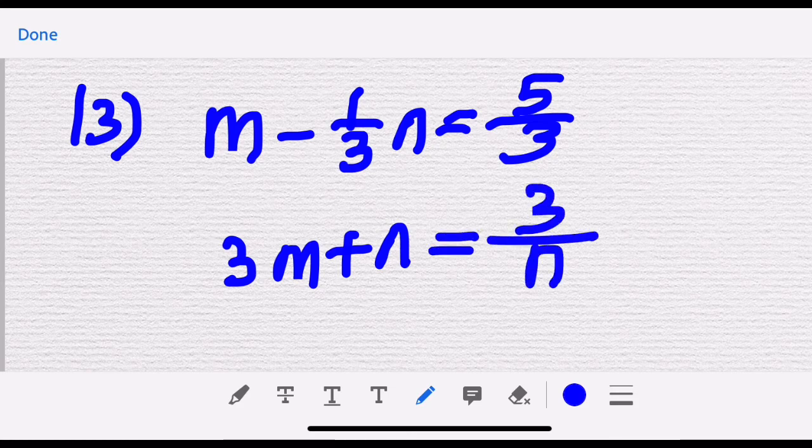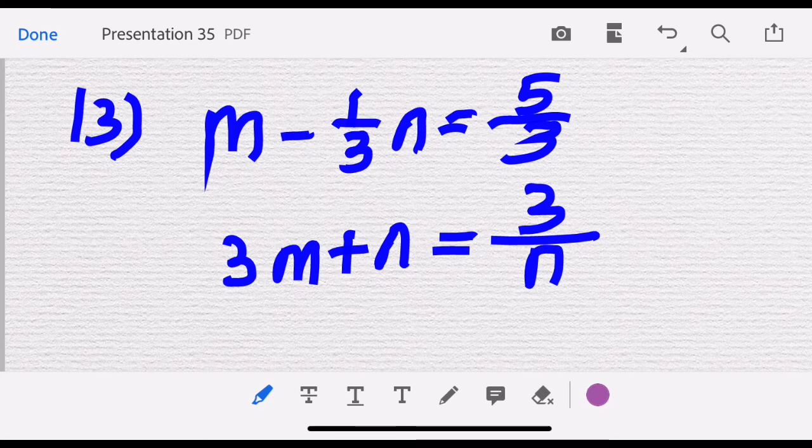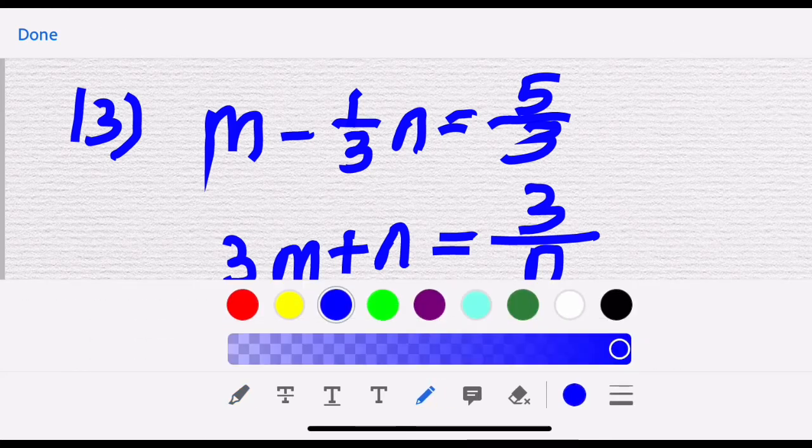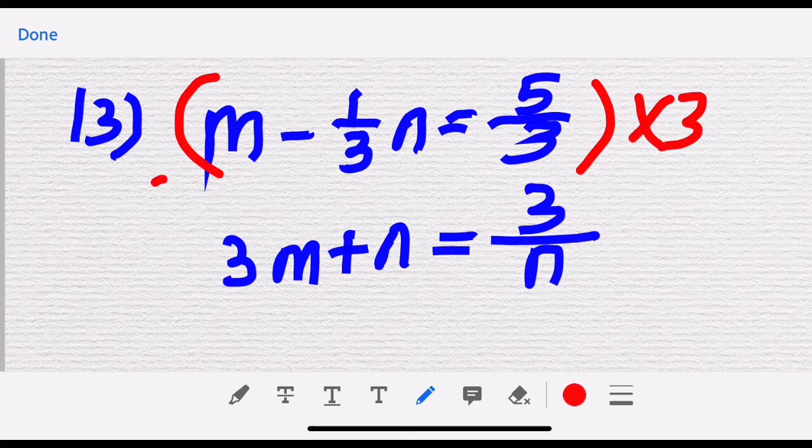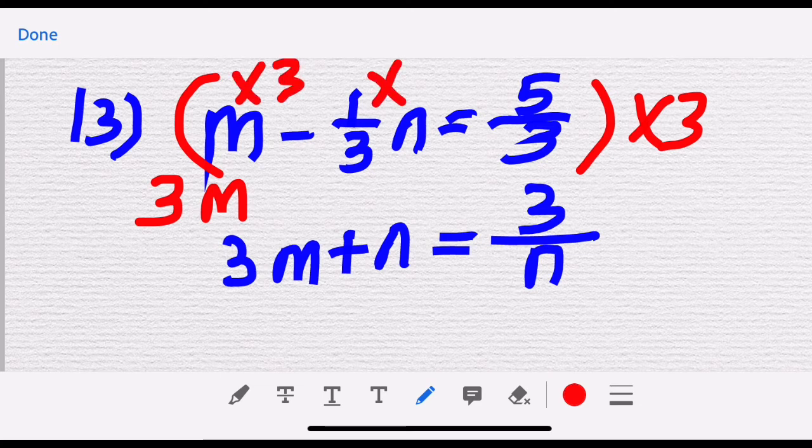Many of the students will say, I don't know how to do this because it involves fractions. So I would like to advise you, when you see fractions, what must you do? You must convert to without fractions, right? So like this, I'm going to times 3 for both sides, the whole thing. So I get 3m, every term you times 3, okay?